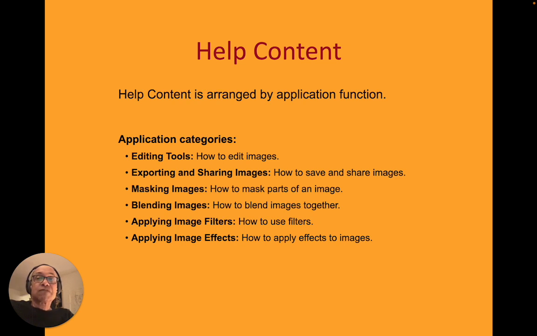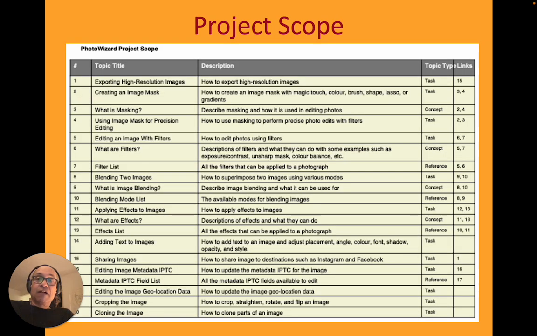The application functions are grouped by the categories shown here: editing tools, exporting and sharing images, masking images, blending images, applying image filters, and applying image effects. There are 20 topics in this help project. There are 12 task topics, 4 concept topics, 4 reference topics, and 1 welcome topic.